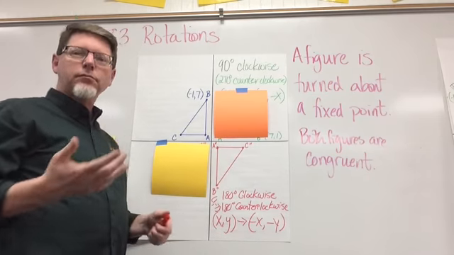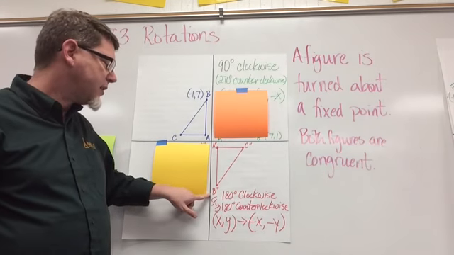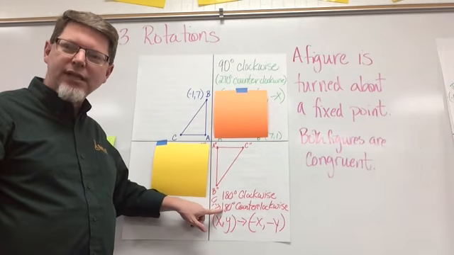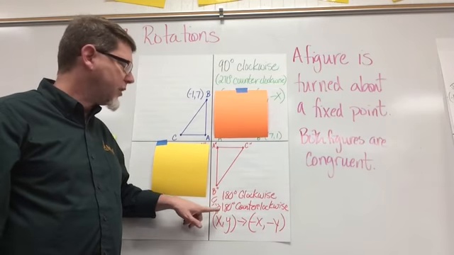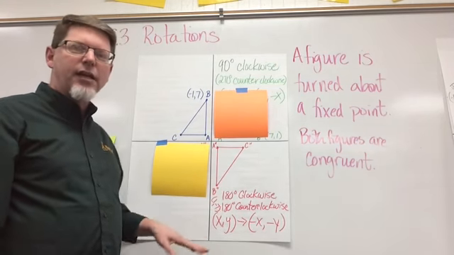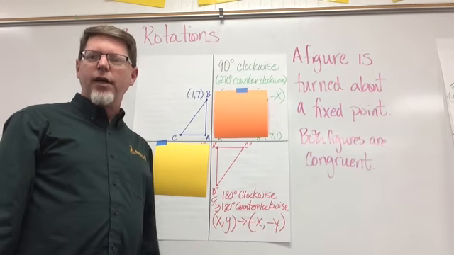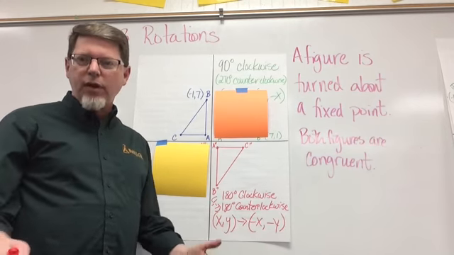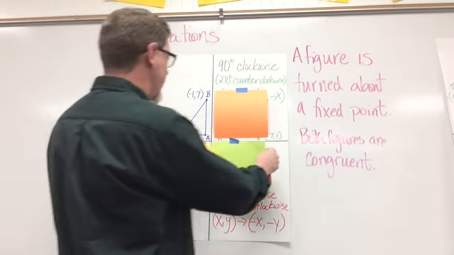Okay? Again, this is what I need you to write down. 180 degrees clockwise is the same as 180 degrees counterclockwise, and the algebraic representation is x comma y arrow negative x comma negative y. If you need to pause and write that down, you can. So we're going to cover this one back up so we don't get confused.